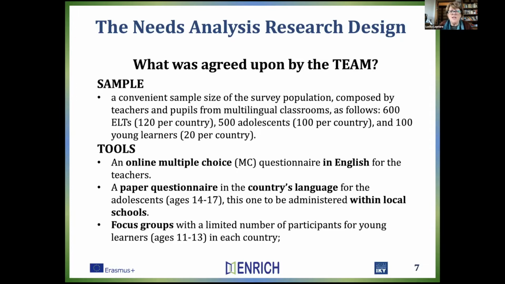So we agreed that we were going to choose 120 English language teachers per country for a total of 600, 100 adolescent learners per country for a total of 500, and 20 young learners between 11 and 13 years of age, for a total of 100 young learners.